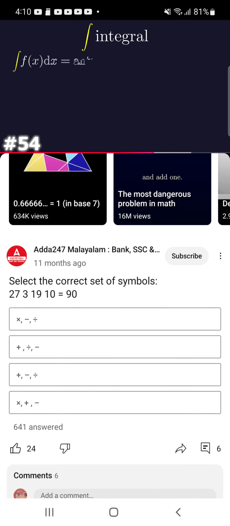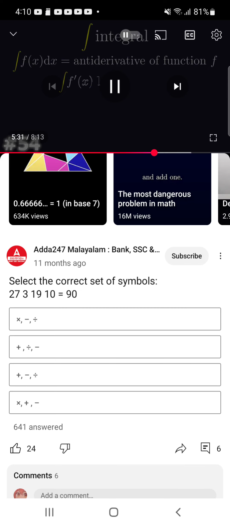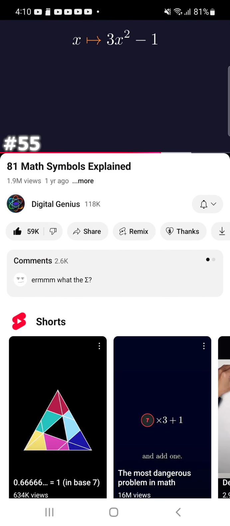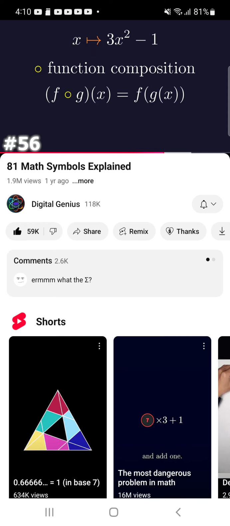Integral denotes an antiderivative, which is basically the opposite of the derivative. With subscript and superscript, it denotes a definite integral, which represents the area under a curve or the accumulation of a quantity over an interval. Arrow is sometimes used to define a function without having to name it. Function composition is an operation that combines two functions.